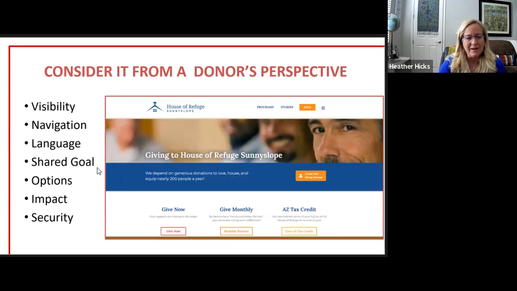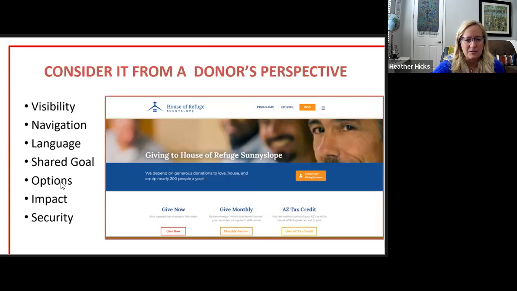What is it that they would identify on your giving page that would say, people like us do things like this, give? So what is the people like us? What is it that they have in common with you? If you only say giving to House of Refuge Sunnyslope, that doesn't tell them it's people like us. But there's a smaller print there. It says, we depend on generous donations to love, house, and equip nearly 200 people a year. That should be a statement that says we have a shared goal that I identify with, and I go, yeah, that's me. I want to do that. So having a way to identify a shared goal is very important.